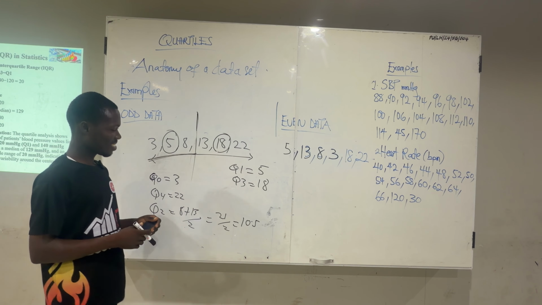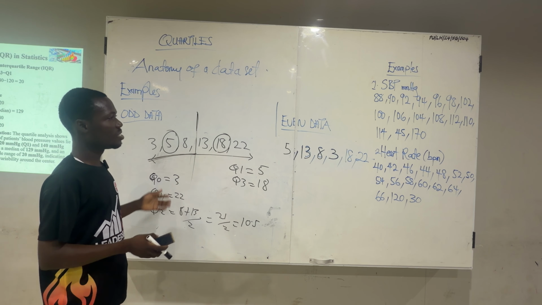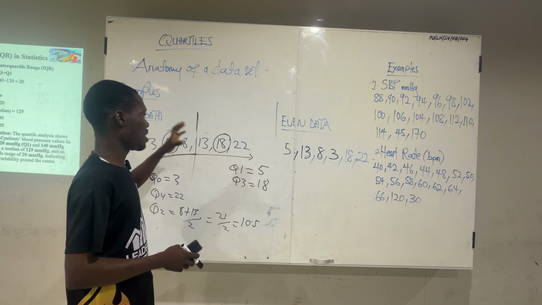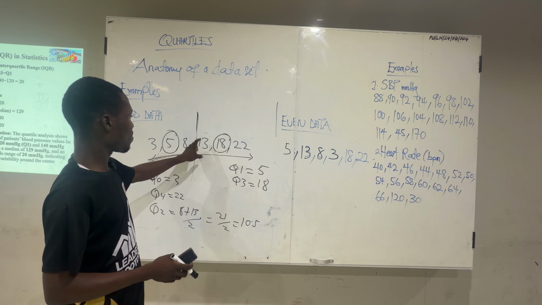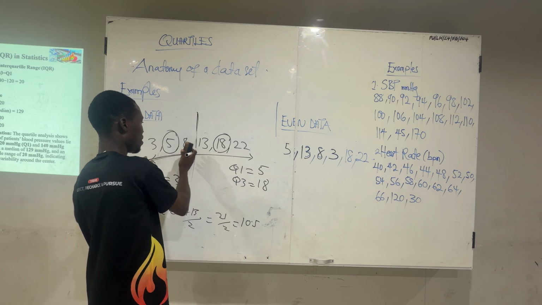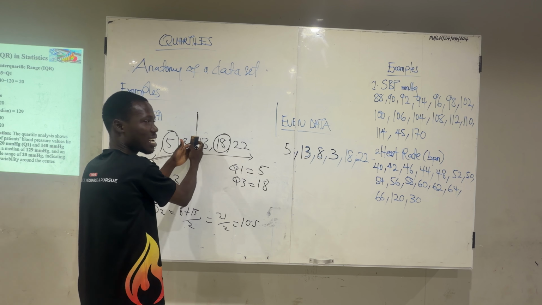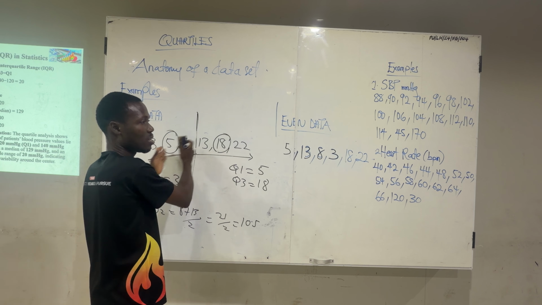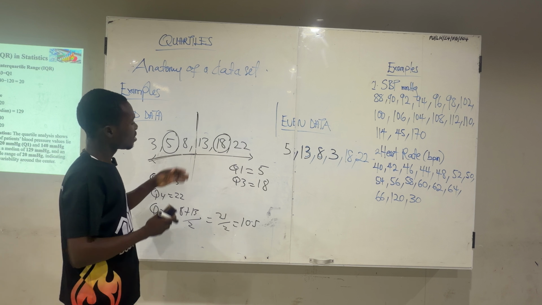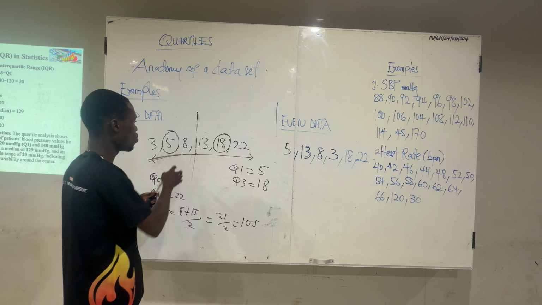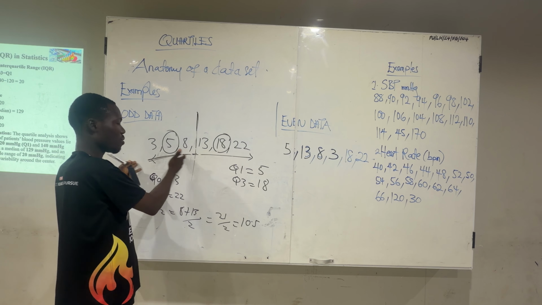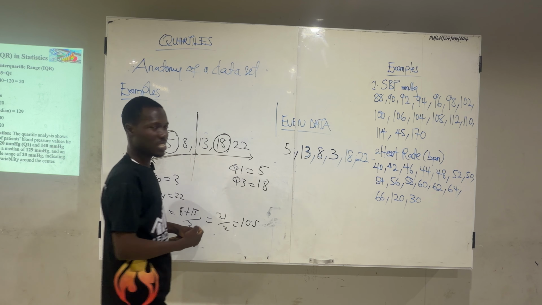So in summary, when you are dealing with an odd data, you have a single number, and before that median is your first half, and after it is your second half of the data. But when you are dealing with an even data, you will not have a single number. So in between the two numbers at the middle, you strike it, and then you have your first half and second half of your data.